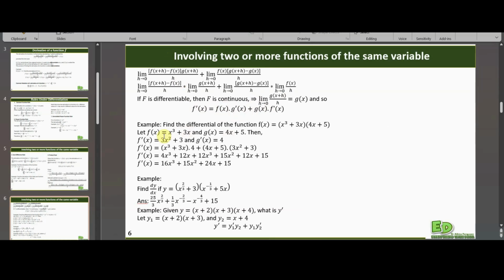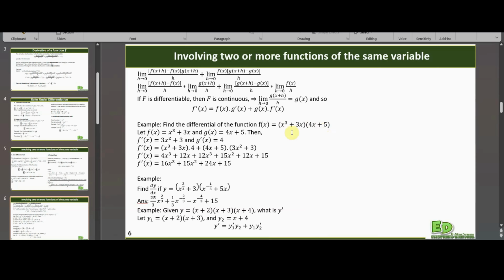So an example is that we are being asked to find the differential of the function f of x, right, is equal to x cubed plus 3x multiplying 4x plus 5. So here we can see that we have been given the function, but this first term over here, x cubed plus 3x, is multiplying 4x plus 5, right?